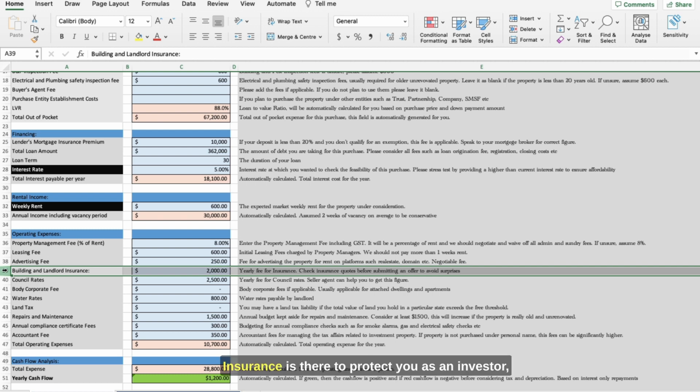Insurance is there to protect you as an investor if things go wrong. The last thing you want is an insurance refusal or lack of desired coverage when things go against you. The idea here is not to purchase the cheapest insurance option, but to get one from a reliable provider.